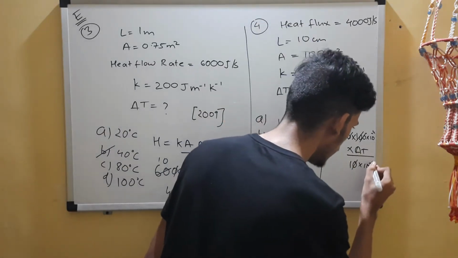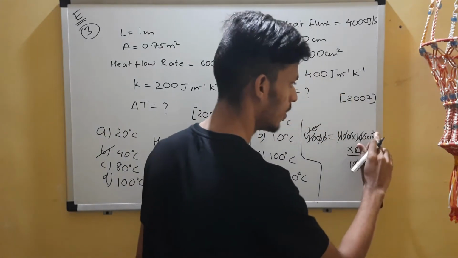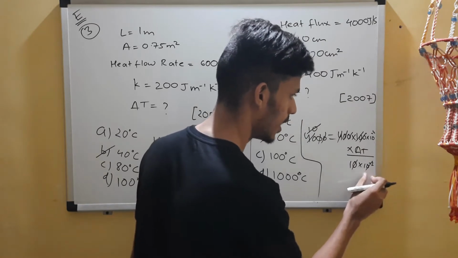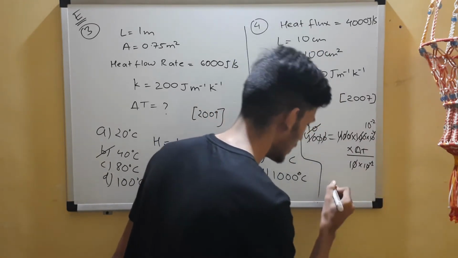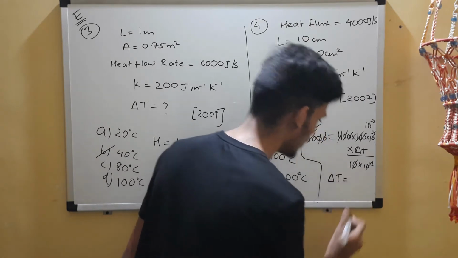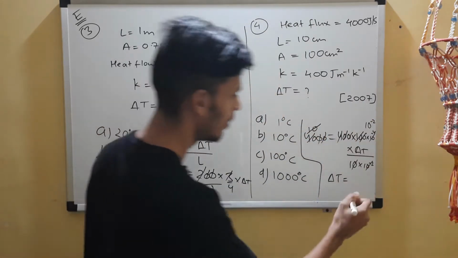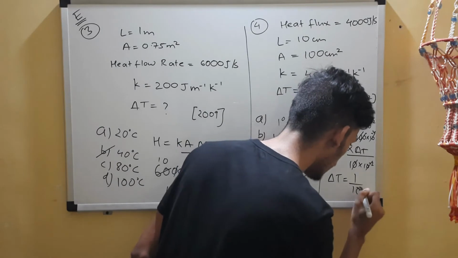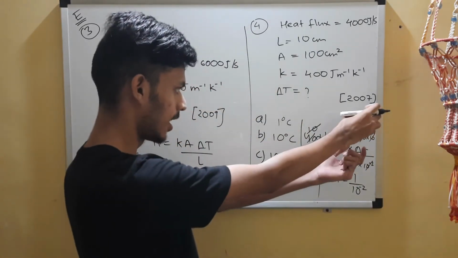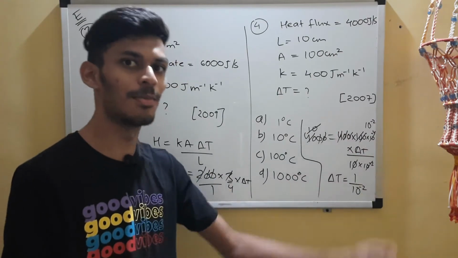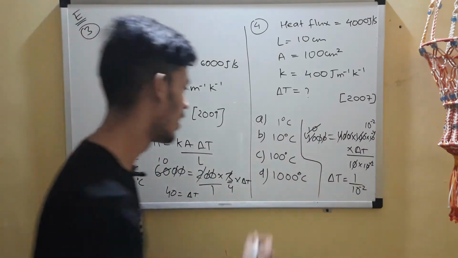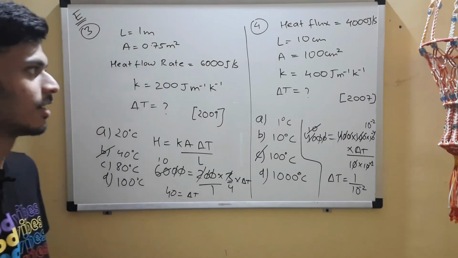You will be left with 10 to the power minus 4 and this is 10 to the power minus 2. So you will be left with 10 to the power minus 2. Okay, I hope this is not untidy. So the temperature delta T will be 1 upon 10 to the power minus 2. Just taking this to the other side, 1 upon 10 to the power minus 2 or 10 to the power plus 2, which will be 100. Option C is the correct choice.